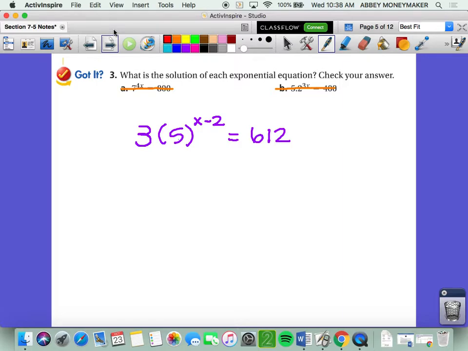All right. Let's kick this up a notch. How is this different from the last couple? Oh, you know that exponent isn't by itself, right? What do you have to do first? You've got to get the exponent by itself. How do you do that? Divide by 3, yeah. So we have 5 to the x minus 2.